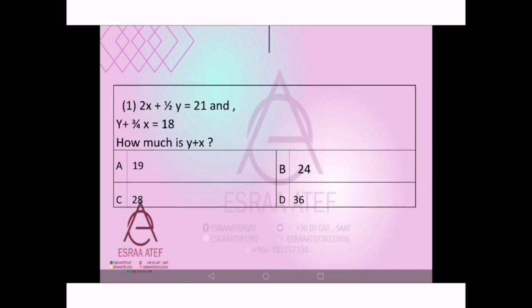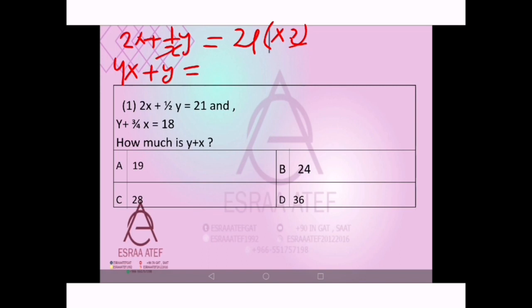Okay, next one, here we have 2x plus half y equals 21 and y plus 3 over 4x equals 18. He wants to get y plus x. Okay, it's very complicated, but we should solve it. 2x plus half y equals 21. We want to cancel the fraction, so we will times it by 2. So here we have 4x plus y equals 42. So the value of y is 42 minus 4x. So here we have the value of y.